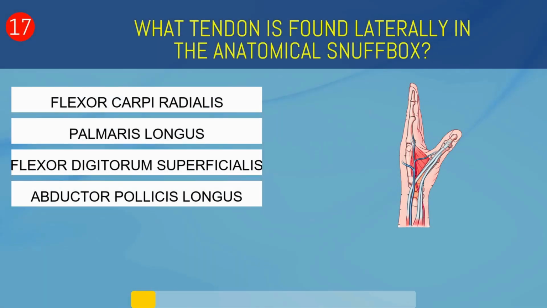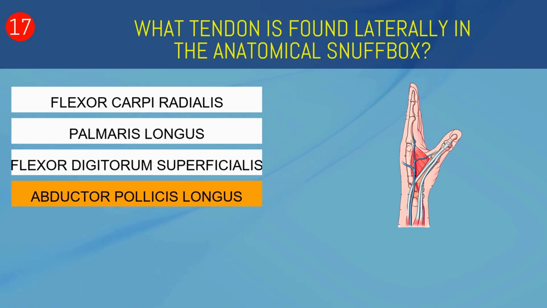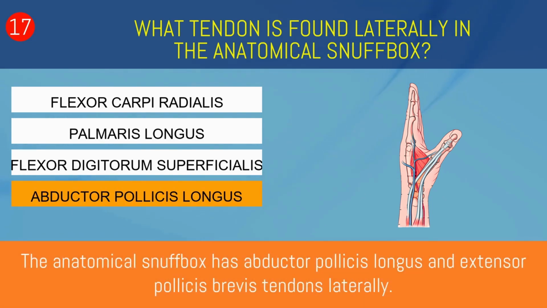What tendon is found laterally in the anatomical snuff box? Flexor carpi radialis, palmaris longus, flexor digitorum superficialis, or abductor pollicis longus? Abductor pollicis longus. The anatomical snuff box has abductor pollicis longus and extensor pollicis brevis tendons laterally.